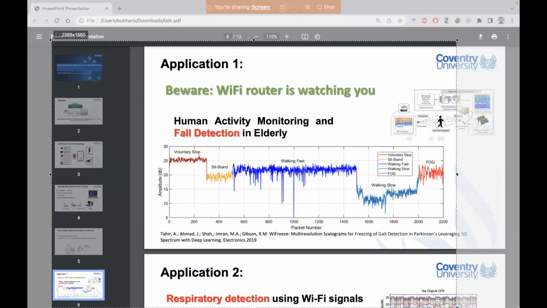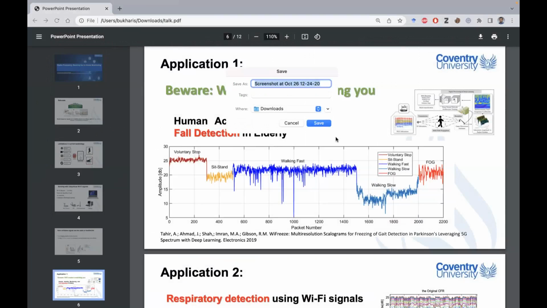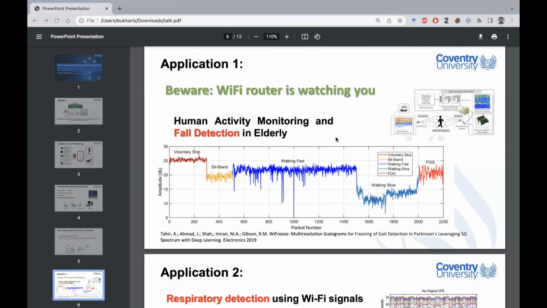Moving on to another application of Wi-Fi sensing for small scale body movement, that is detecting the subtle chest movements.